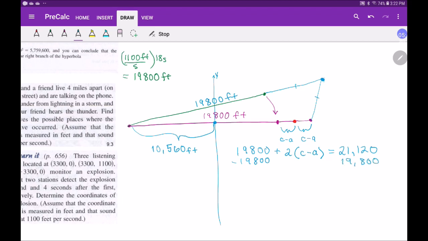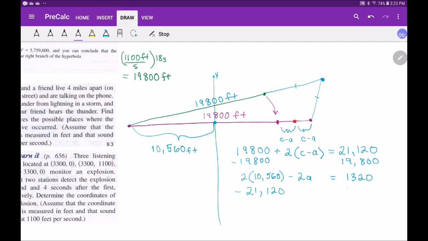And let's see, if I do that, I get 1,320. And do I know c? Yes, I do. So I can say 2 times c. C is 10,560 feet, remember. Minus 2a. Well, two of those, what do I get? 10,560 times 2, that's 21,120. I'm going to subtract that from both sides.